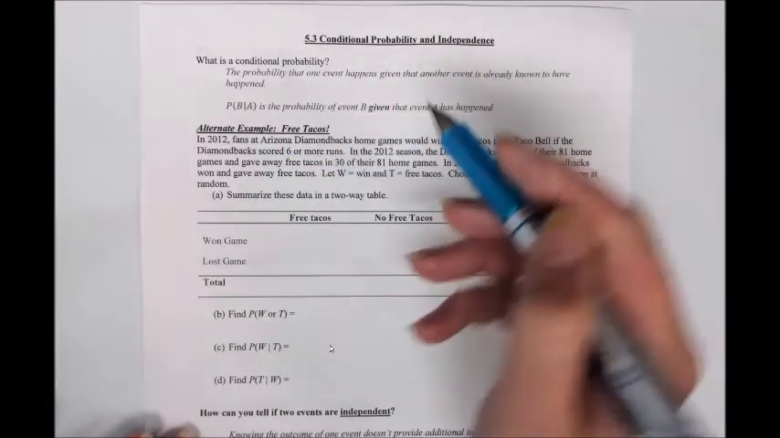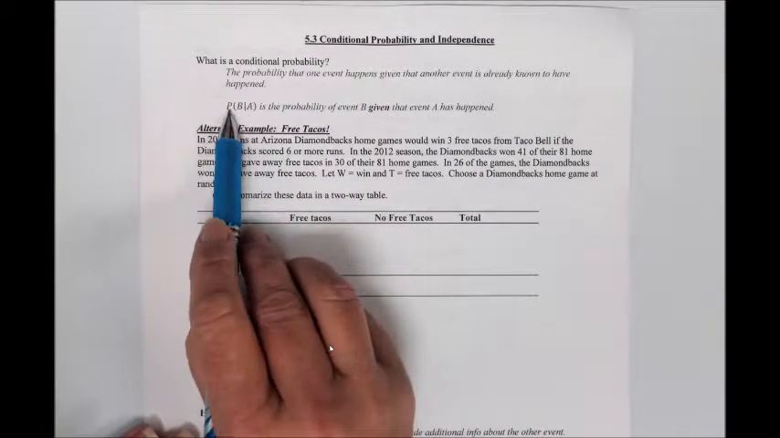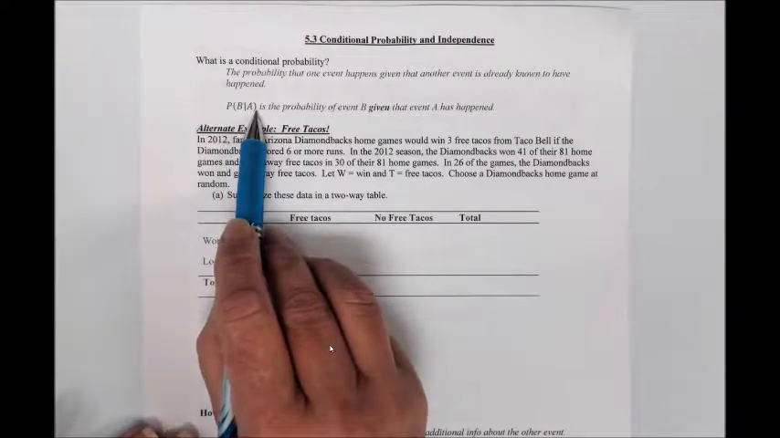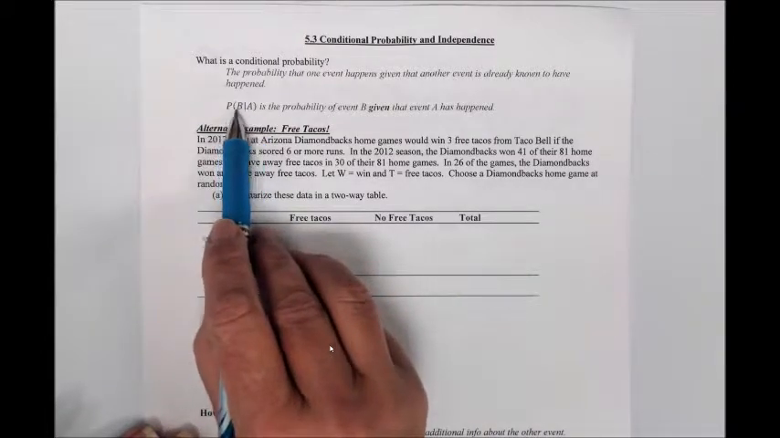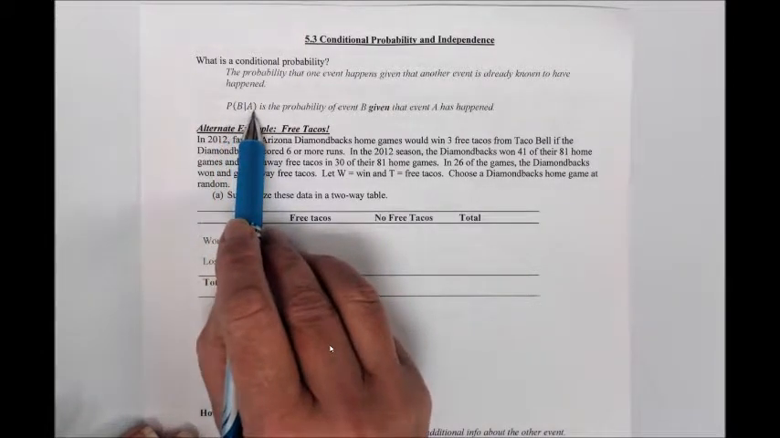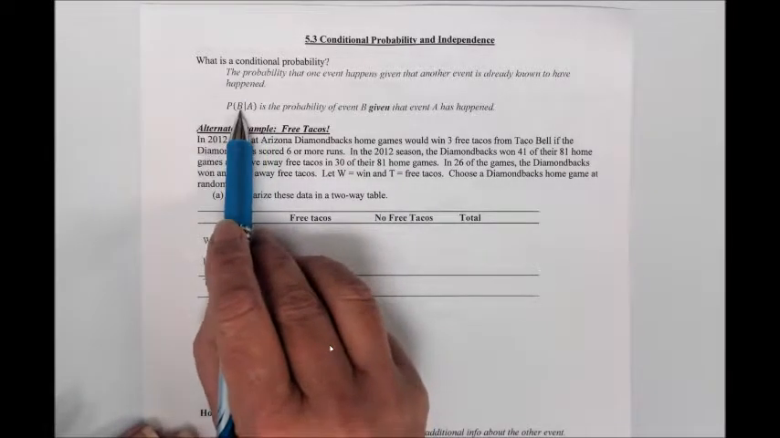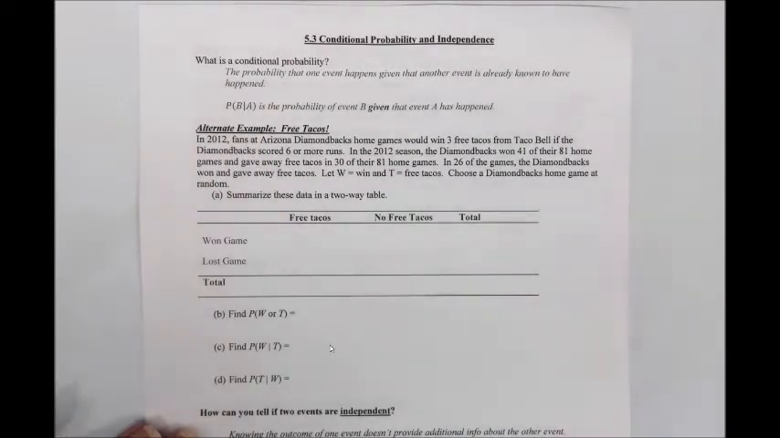This is read as the probability of event B given event A has happened. So this is read the probability of B given A. So this second one means that we know for sure that this has happened. This is now 100%. So knowing this has happened, what's the probability that this will occur?